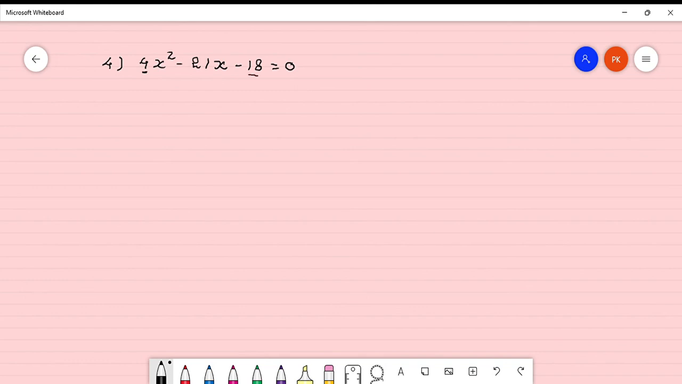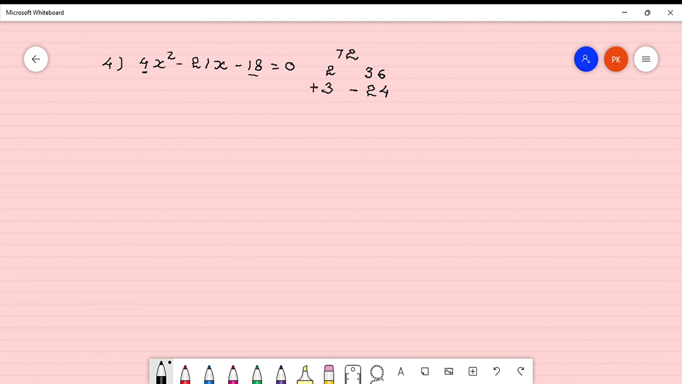18 fours are 72. Now since the sign of the constant is negative, factorize 72 in such a way that the difference is 21. Check 2 with 36. The difference is not 21, then 3 with 24. 24 threes are 72. Yes, the difference is 21. 24 minus 3 is 21. And I want negative 21. So how will I give the sign? Larger factor a negative sign, smaller factor a positive sign.